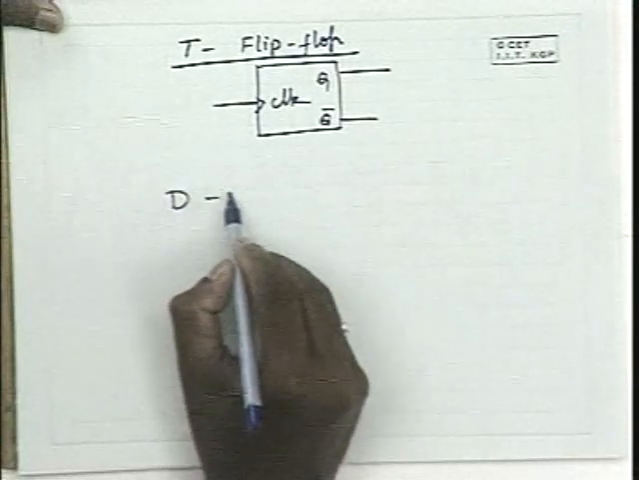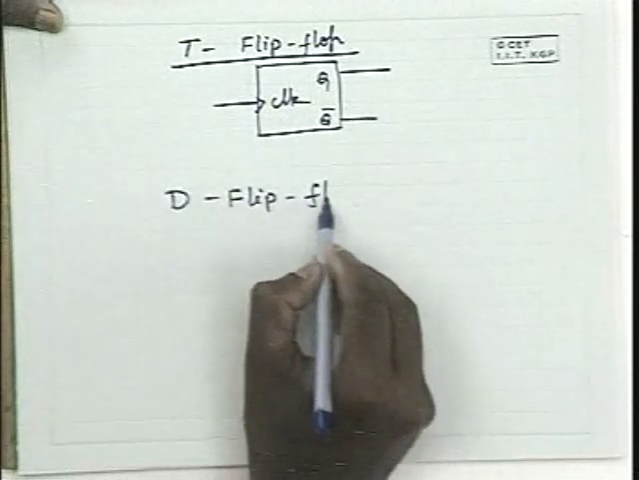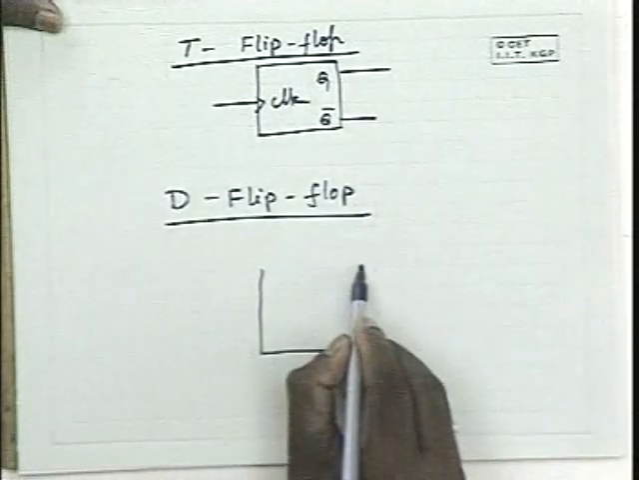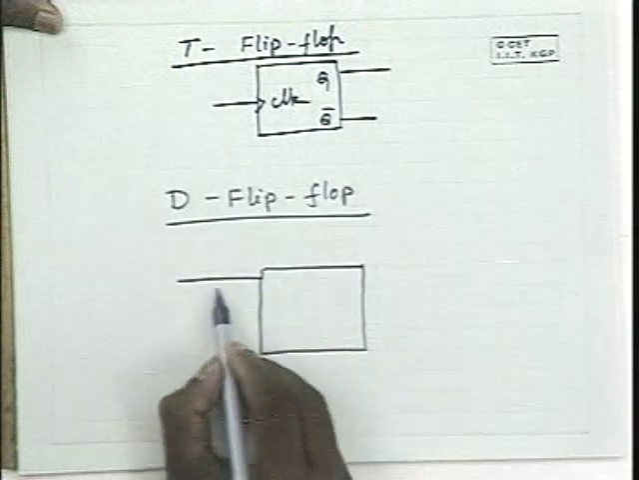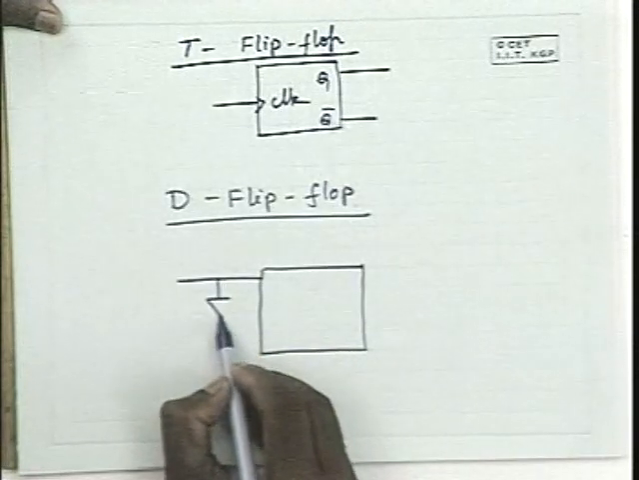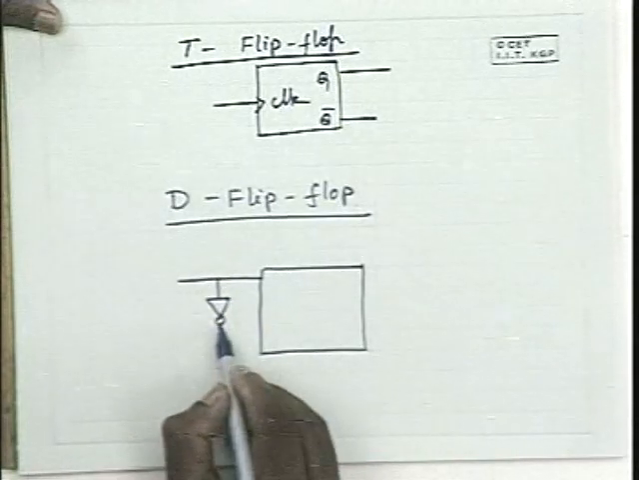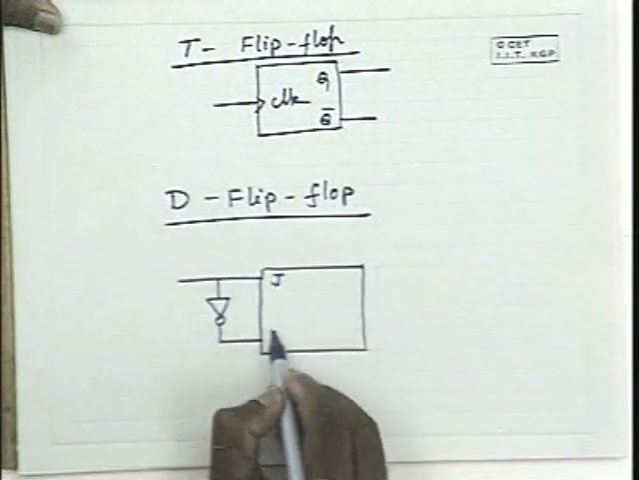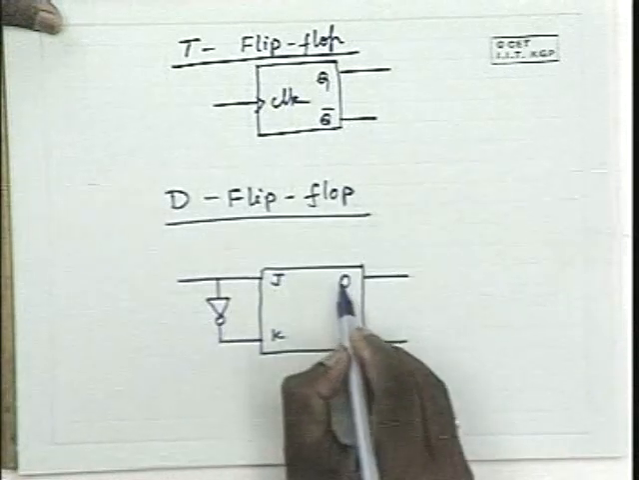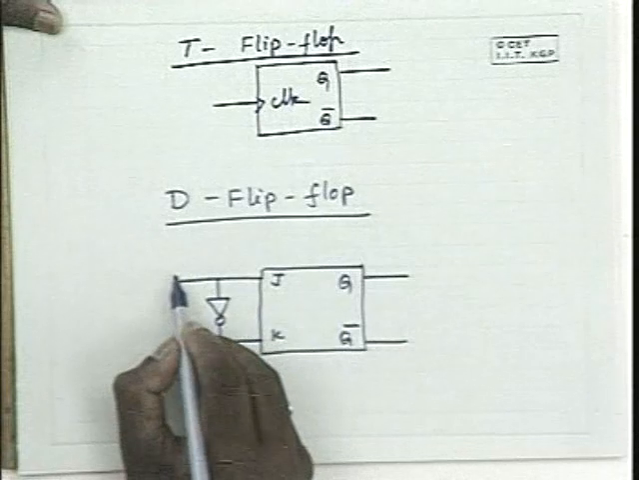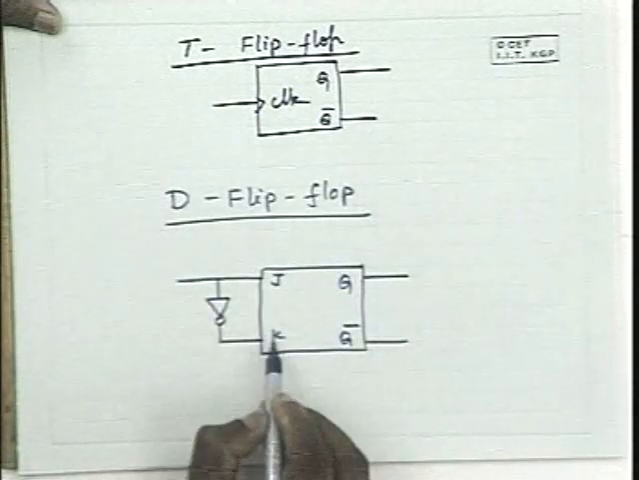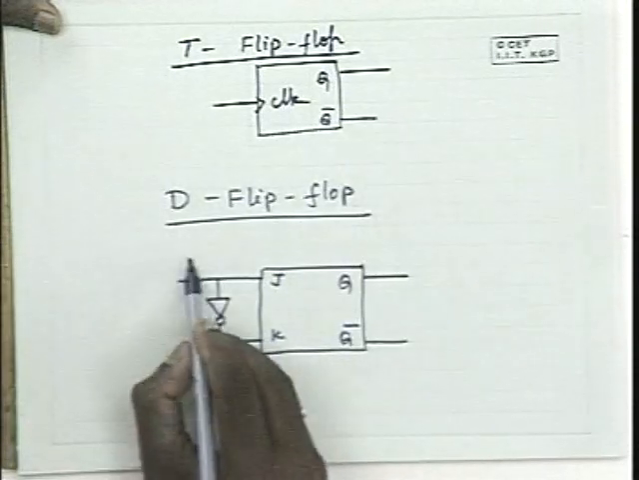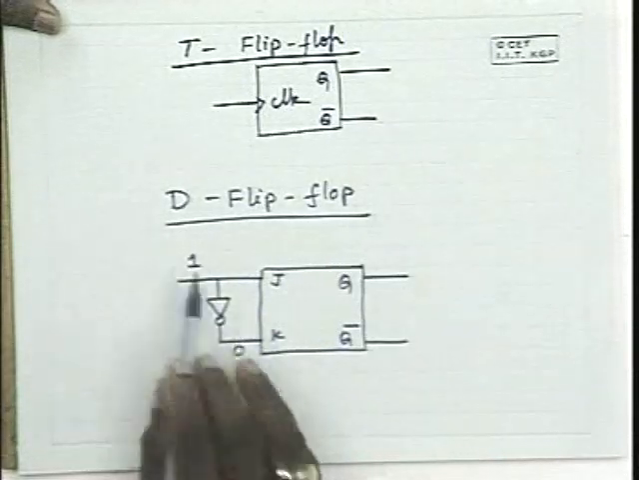A D flip-flop is a small variation of a JK flip-flop. If the JK inputs are maintained such that whatever is the state of J, its complement is applied to K. Here, this is J input, and this is K input. A complement is applied to K input. That means whenever this is a 1, we are forcing this to 0, and vice versa.